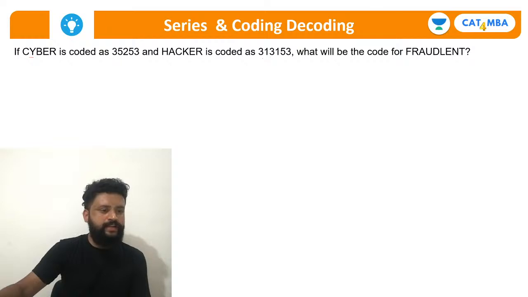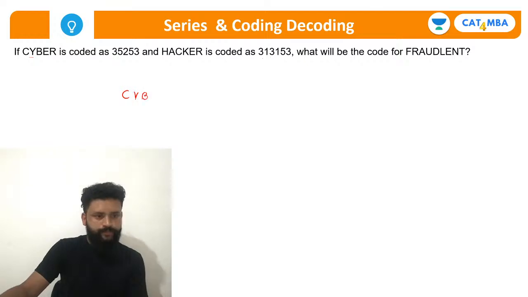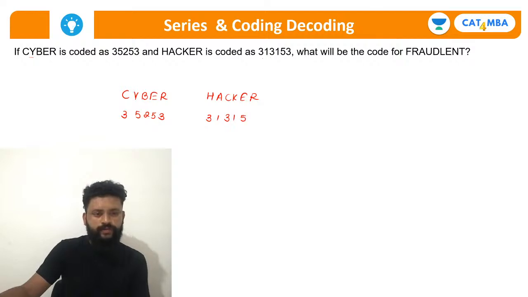See if you can think of some logic. Cyber is coded as 35253. Hacker is coded as 313153.